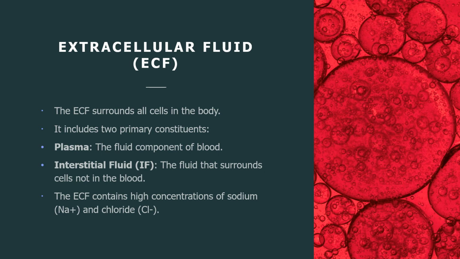And lastly, the extracellular fluid. The extracellular fluid encompasses all fluid outside the cells, and it's divided into two primary constituents. First is the plasma. Plasma is the liquid component of blood, which circulates within blood vessels, for example, the arteries, veins, and capillaries. And then next we have the interstitial fluid. Interstitial fluid surrounds cells that are not within blood vessels, providing a medium for nutrient exchange and waste removal.